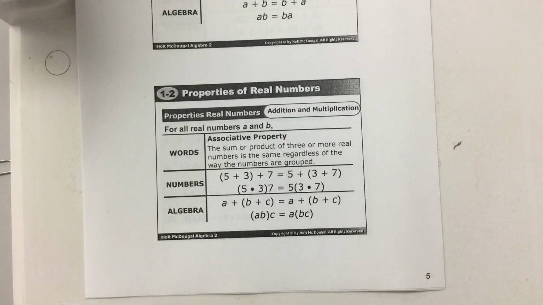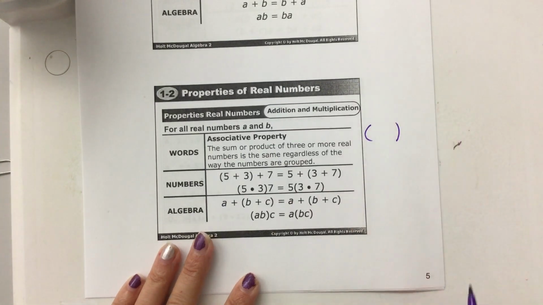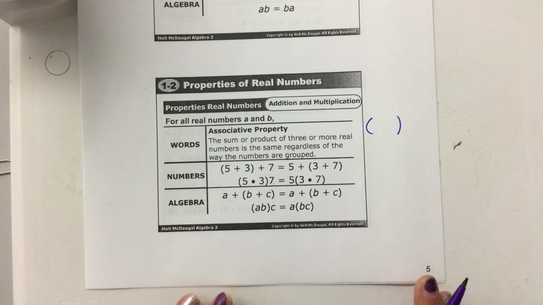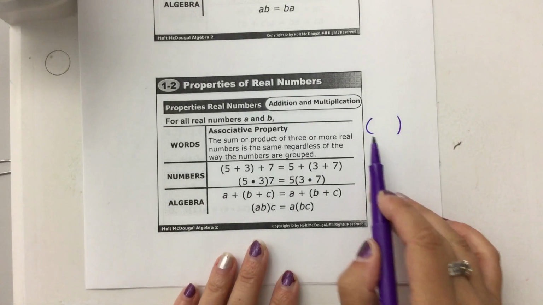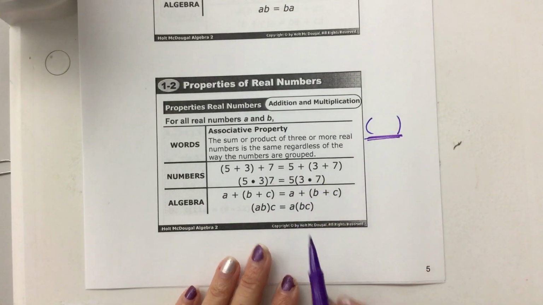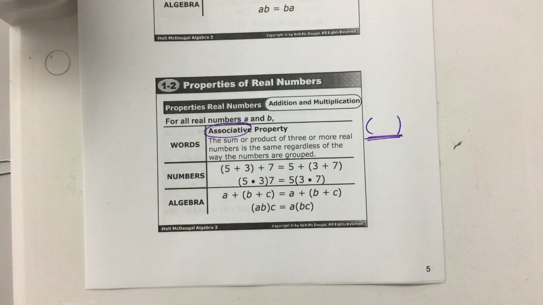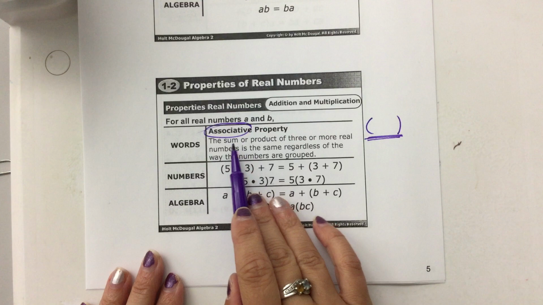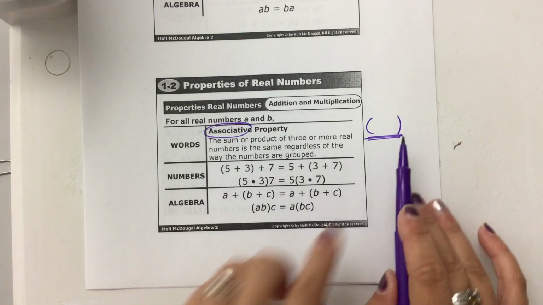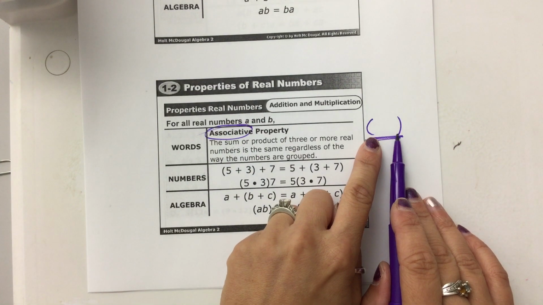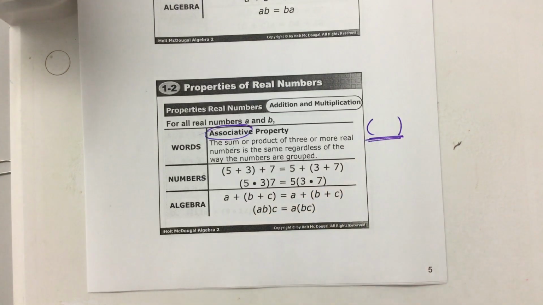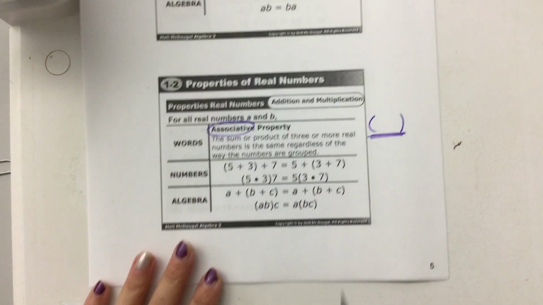The next one is the associative property. Now this one involves grouping symbols. And the way that I always remember this, the associative property, it's the groups of people who you associate yourselves with. Now what happens is if you are adding or multiplying, finding a sum or a product, you can rearrange these grouping symbols and you're still going to get the same answer. You guys, this is so cool.